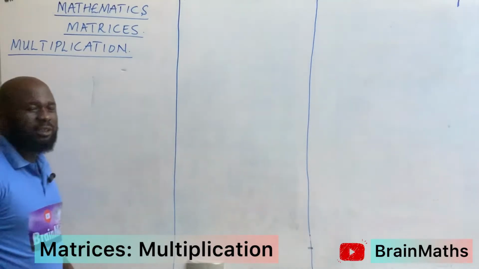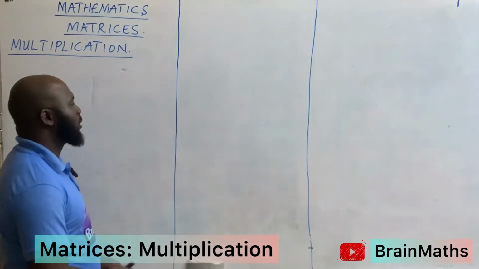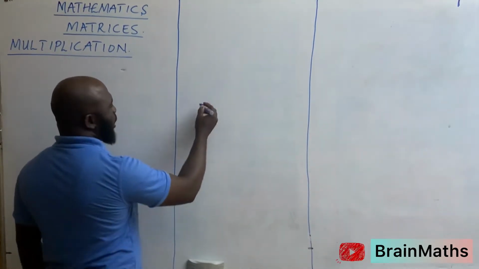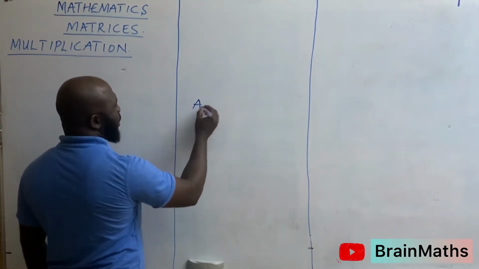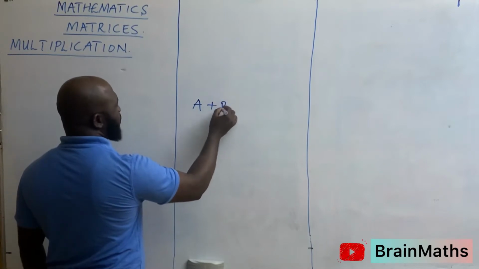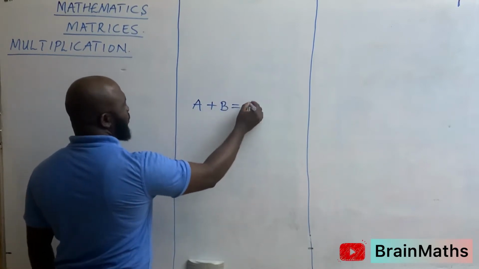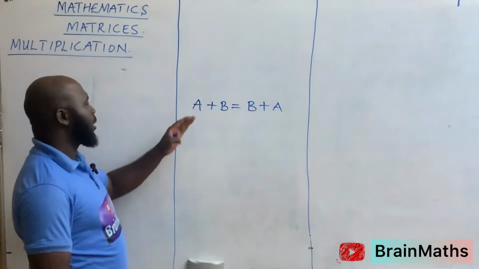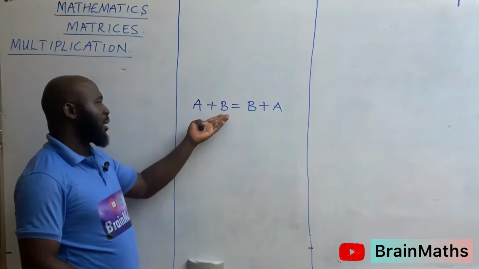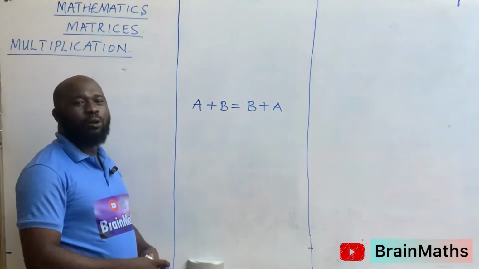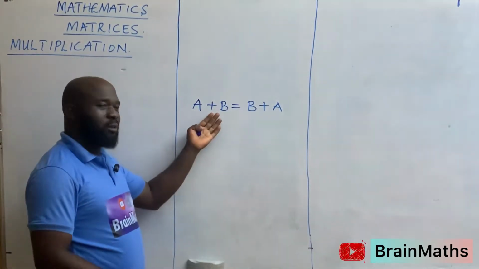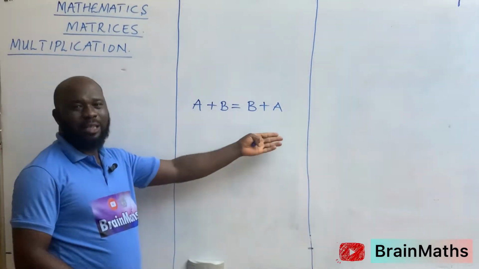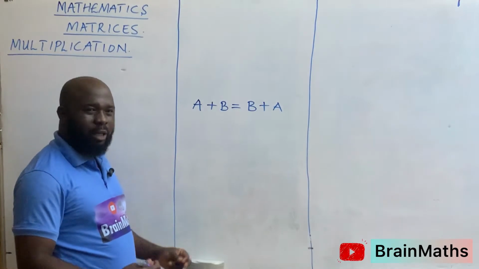In our previous lesson, we were able to discover that when you are adding two matrices together, matrix A plus another matrix B is equal to matrix B plus matrix A. That is, irrespective of how you arrange them in addition, if you bring B forward and then A to the other side, you will still get the same answer.